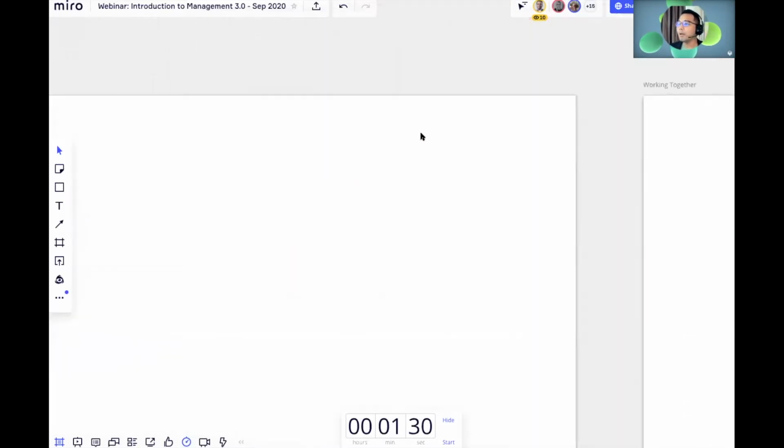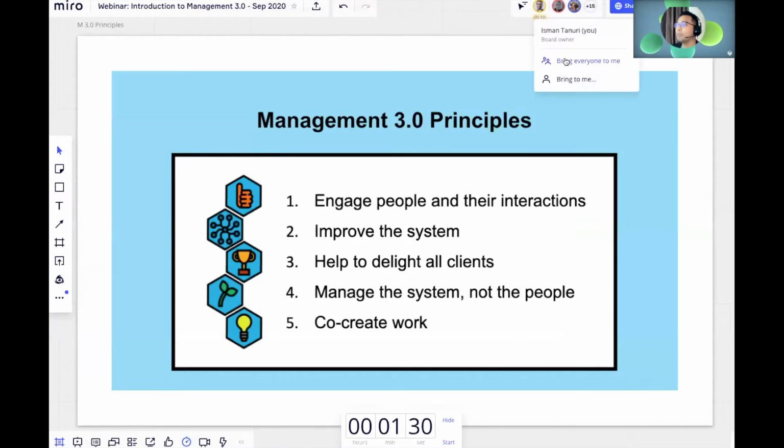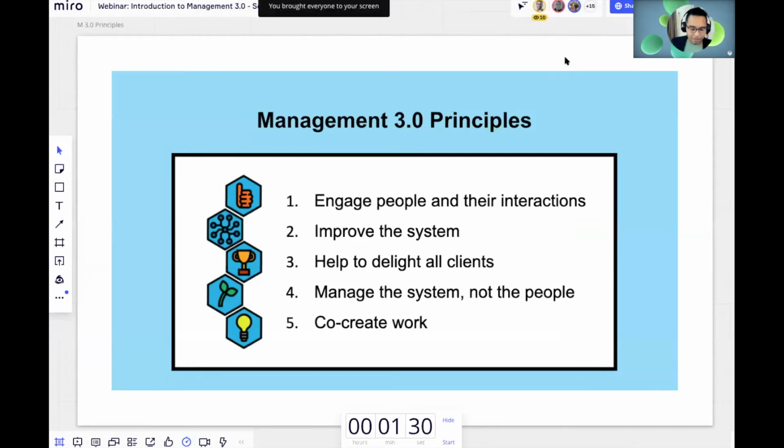So I'm going to move along to the, as with any ideas, there are a number of principles. And these are the 5 principles of Management 3.0. Engage people and their interactions, improve the system, help to delight all clients, manage the system, not the people, and co-create the work. I'm going to talk a bit about each in the next few minutes.